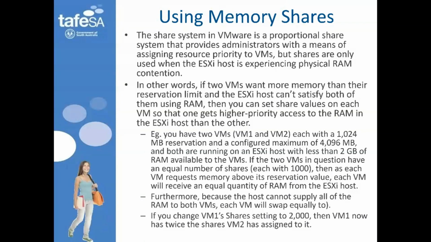So if the 2 VMs in question have an equal number of shares, so if you both have 1,000 shares, it's equal. So you both get a 50-50 share of whatever I got. Then each VM that requests memory above its reservation value will receive an equal amount of RAM. But furthermore, because the host cannot supply all of the RAM for both, each VM will swap equally as well. So if you've got the same shares, you have same access to RAM, but also same access to the virtual memory. Okay, so no one's got high priority there.